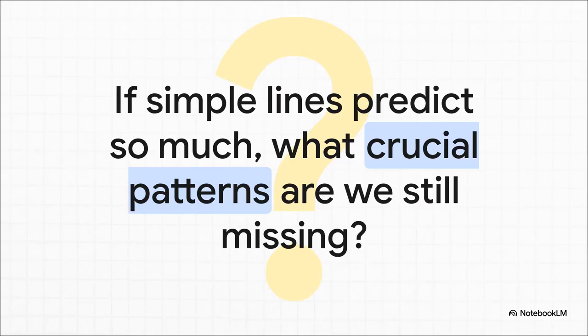And that leaves us with one final thought to chew on. We've seen just how powerful a simple straight line can be for making sense of the world, and even predicting what might happen next. But if this is what a simple line can do, it just begs the question, what other, more complex, curved, and intricate patterns are still out there, hiding in the data, just waiting for us to find the right tools to uncover them?